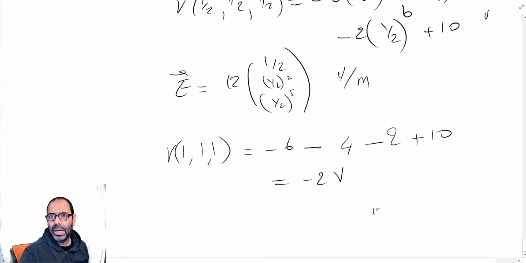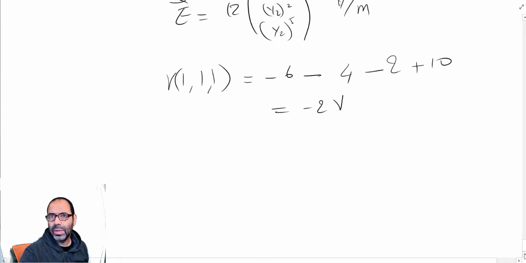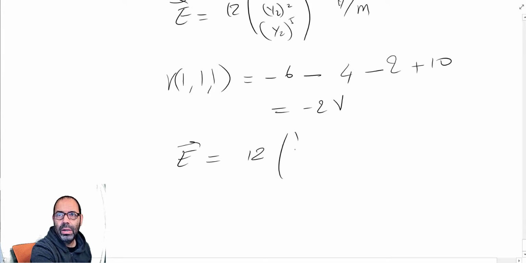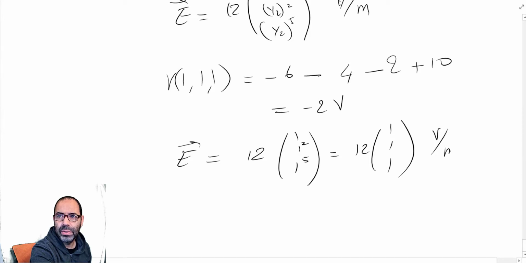The electric field also should be easy to calculate in this case because the powers are all 1. It's so easy that even I can do this. I have 1 squared, 1 to the power 5, and it's going to be just 12 times 1, 1, 1, and it's a positive number, volt per meter.